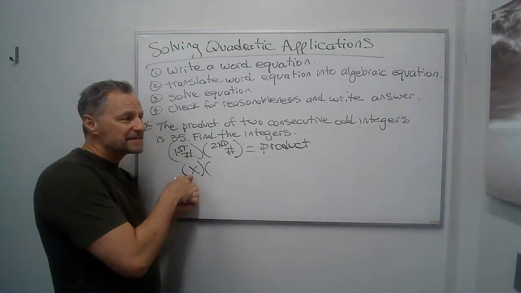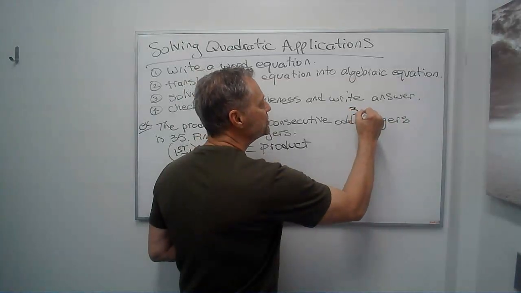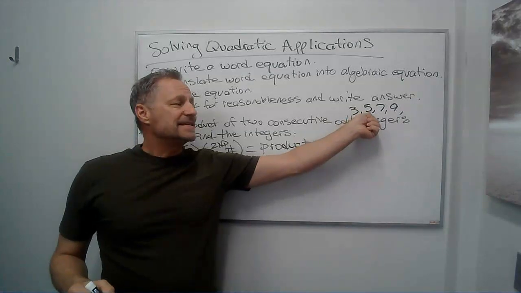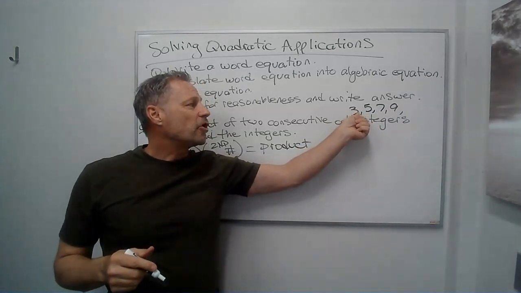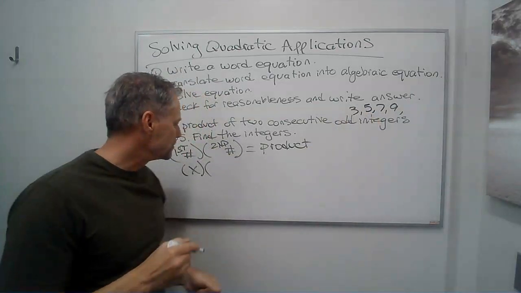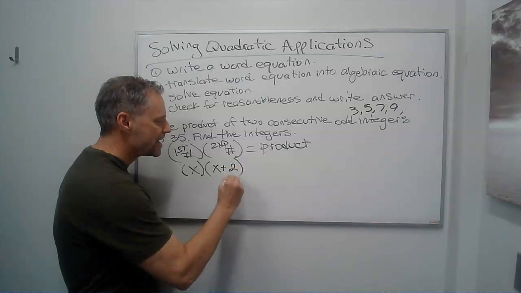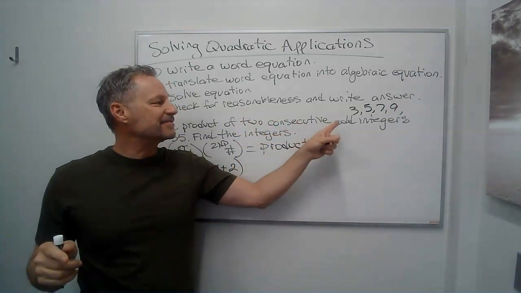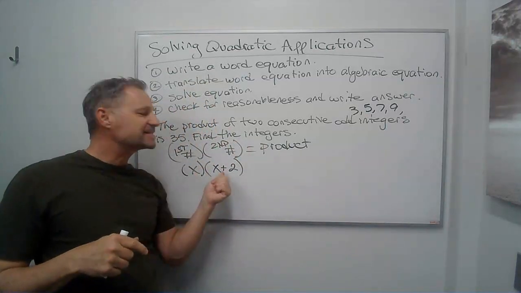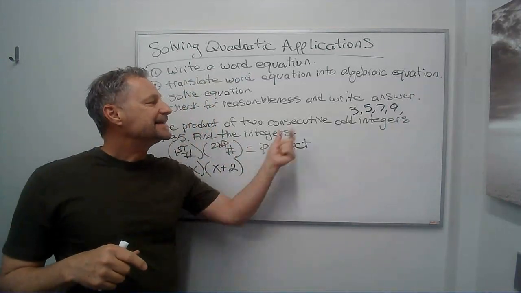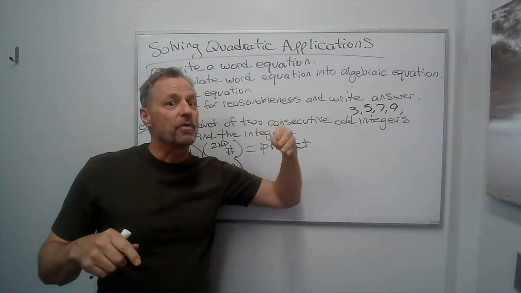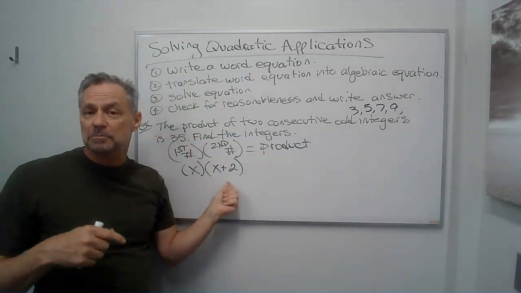Well, if the first one's x, think about odd integers: 3, 5, 7, 9. If they're consecutive, meaning one follows the other, they're always going to be 2 apart. So if one's x, the other one's going to be x plus 2. And don't get confused, if this had consecutive even integers, 2, 4, 6, those are also 2 apart. We'd also say x times x plus 2. The only difference is if they said consecutive integers, then it's like 3, 4, 5. This would be x times x plus 1.